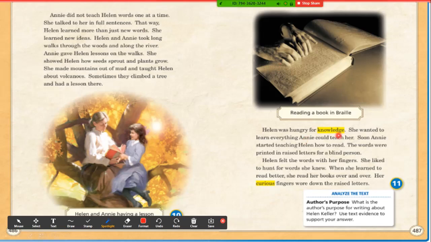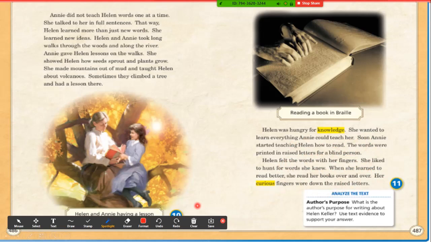Helen was hungry for knowledge. She wants to know a lot. She wanted to learn everything Annie could teach her. Soon Annie started teaching Helen how to read. The words were printed in raised letters for a blind person. Helen felt the words with her fingers. She liked to hunt for words she knew. When she learned to read better, she read her books over and over. Her curious fingers wore down the raised letters.